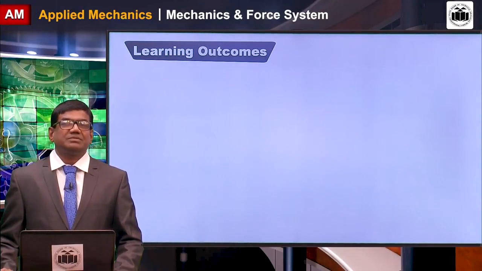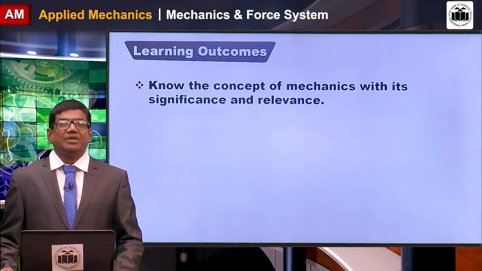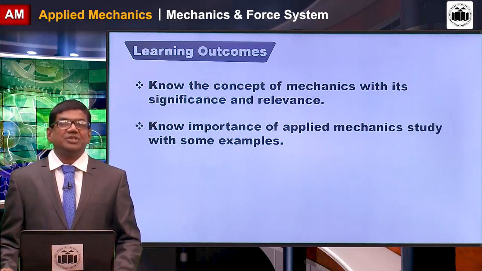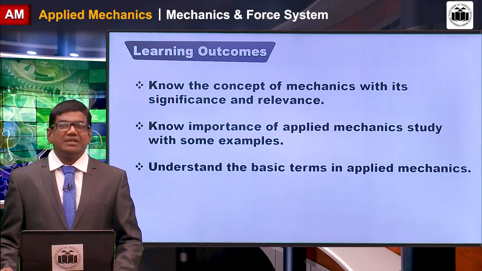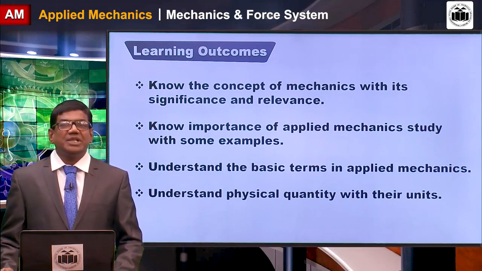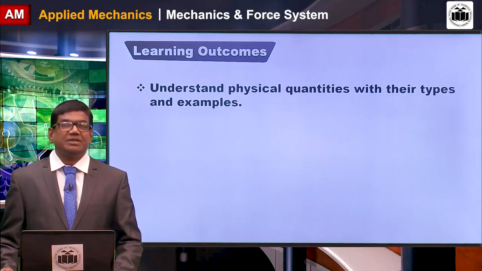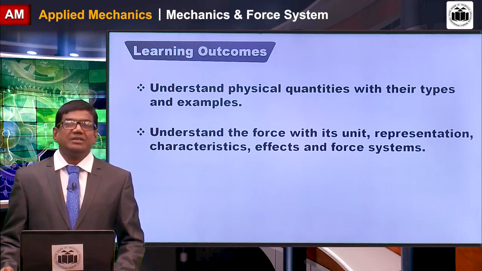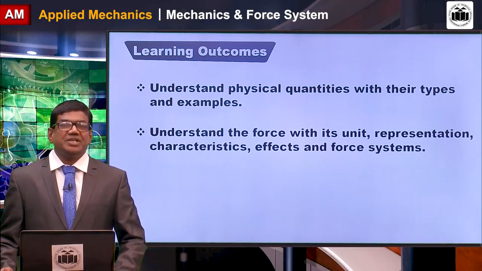Learning outcomes: know the concept of mechanics with its significance and relevance. Know importance of applied mechanics study with some examples. Understand the basic terms in applied mechanics. Understand physical quantity with their units. Understand physical quantity with their types and examples. These learning outcomes we are going to learn with the subject content. Understand the force with its unit, representation, characteristics, effects and force system.